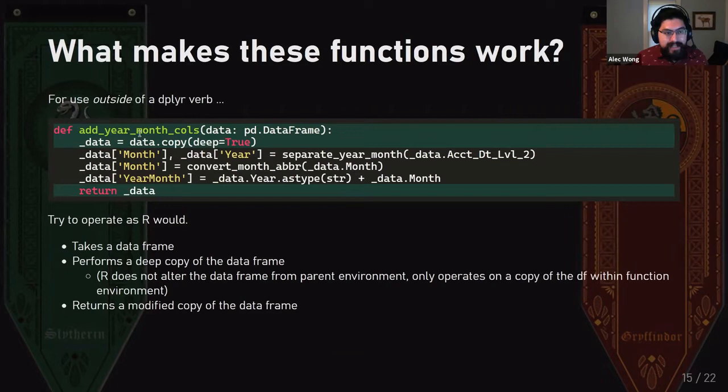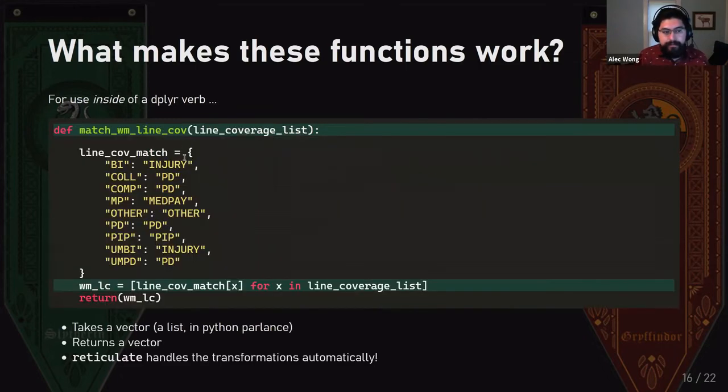So what makes this function work exactly? Generally, we kind of want to just operate as R would. And here, like most tidy functions, we have data. The data frame is the first argument because we're going to be piping the data into that. And then we're going to take a deep copy of the data frame here, mostly because pandas, depending on what you do, might alter the data frame outside of the function scope. And we don't want that to happen. So I can take a deep copy of it here, perform some transformations, and then return the copy, the altered data frame as a result.